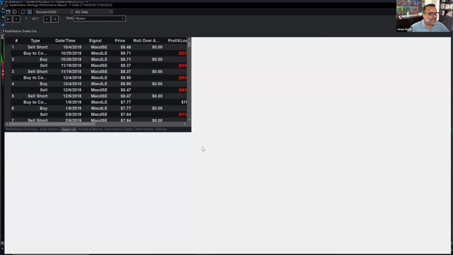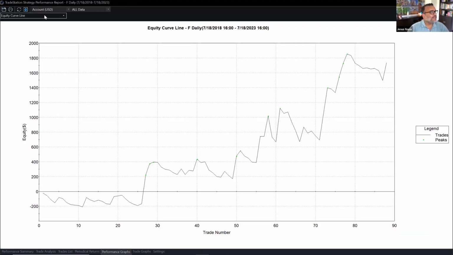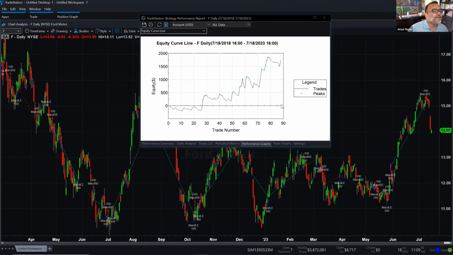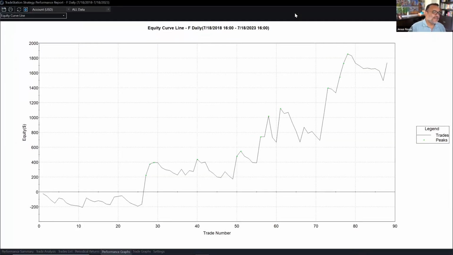So let's go back here to the performance graphs. And in the performance graphs, this is where I find my equity curve line. All right. Let me see which looks better. Does this look better than this? All right, this is full screen. We'll keep it full screen.